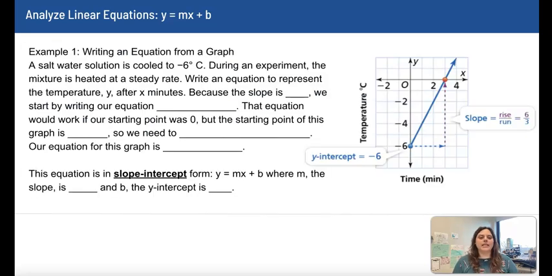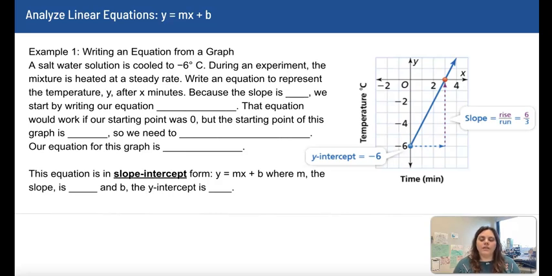So here is an example of writing an equation from a graph. If we have a saltwater solution, so think of a liquid, and it's cooled down to -6 degrees Celsius, during the experiment it's slowly heated back up. We can write an equation to represent the temperature after so many minutes of being heated. So we can see on our graph here, at the start time it's at -6 degrees.